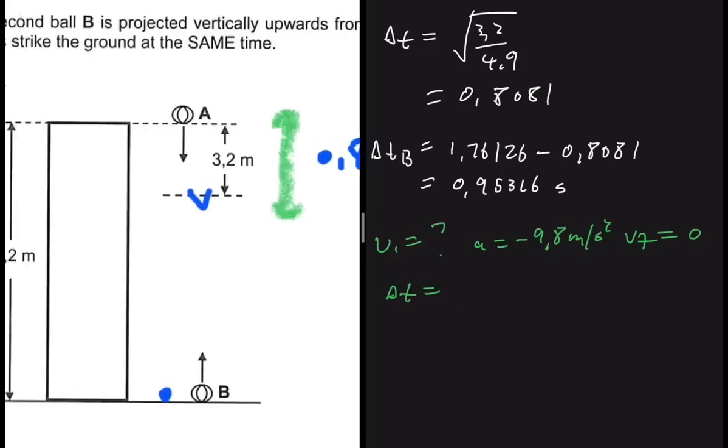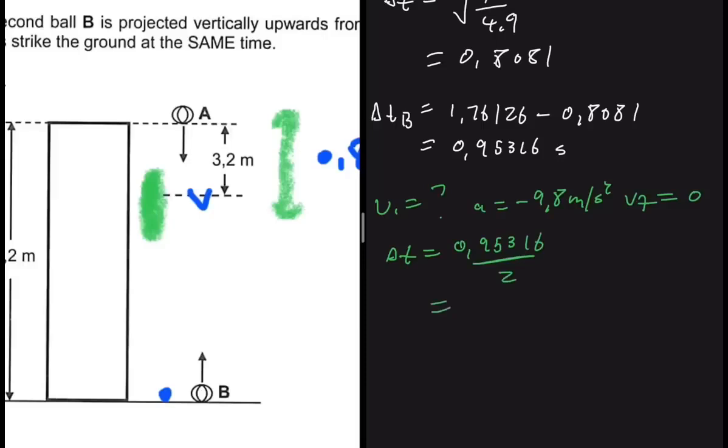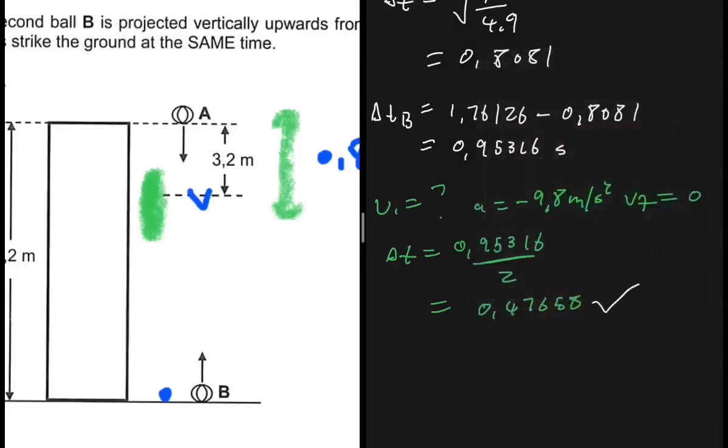It is actually wrong for me to put this dot here. We don't know how high ball B is above the ground at maximum height, right? So if we divide that total time by 2, we have 0.95316 divided by 2. Let me just put that in my calculator real quick. I'm getting 0.47658. So now I have delta T. I have VI, which is what I'm looking for. I have acceleration. I have VF.